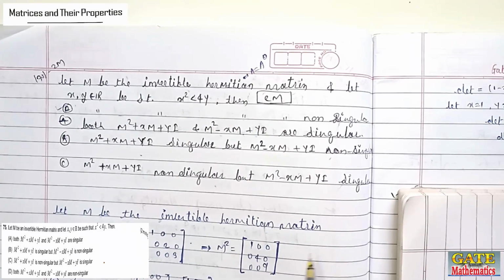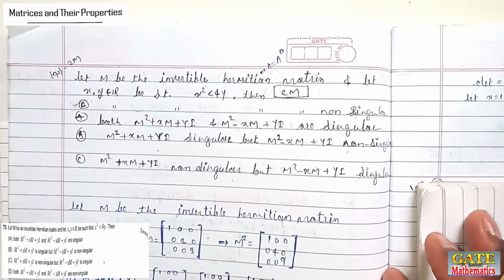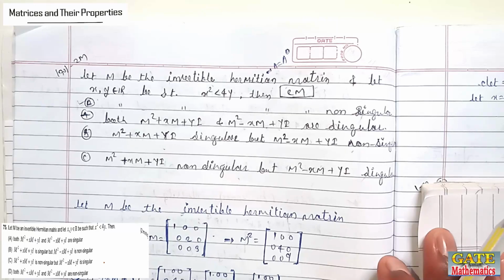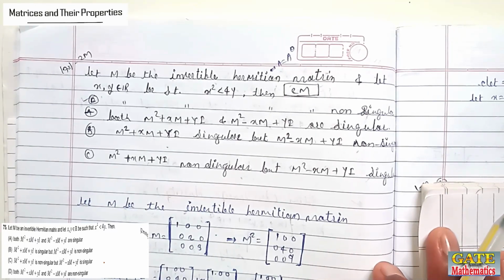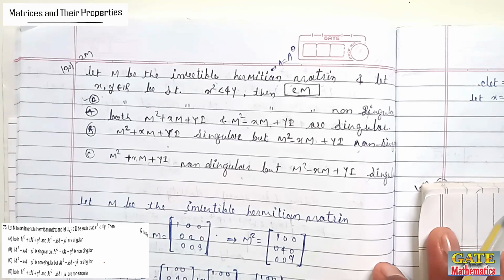So that's it for today's lecture. I hope you all have understood everything in today's lecture. Nothing is difficult over here. We just have to find the determinant of our matrix, the Hermitian matrix.